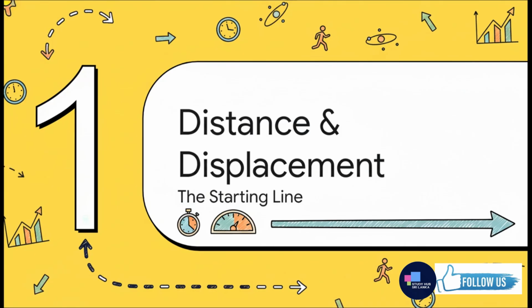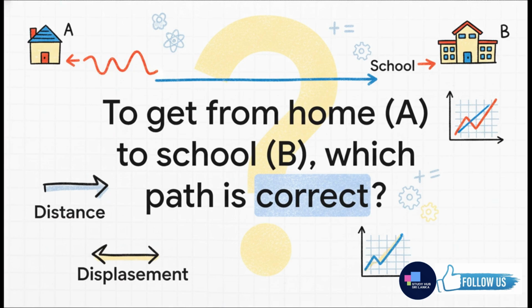To really get a grip on motion, we have to start at the beginning. How do we even describe where something is and where it has gone? This is our starting line. Okay, I want you to picture this. You're walking from your home, which is point A, to your school at point B. Now, as you can see, you could take a few different routes. So let me ask you, which path is the correct one?